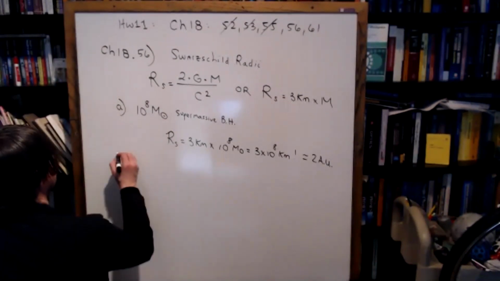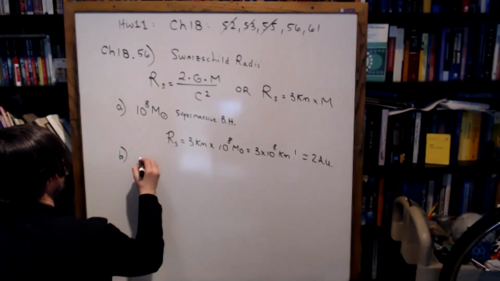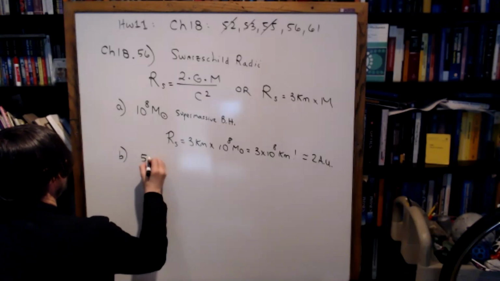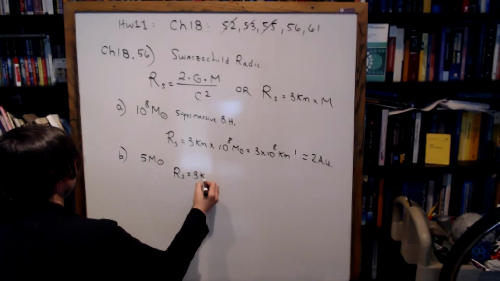Okay, what's part B? Part B is a 5 solar mass black hole that formed in the supernova of a massive star. That's pretty easy, right?